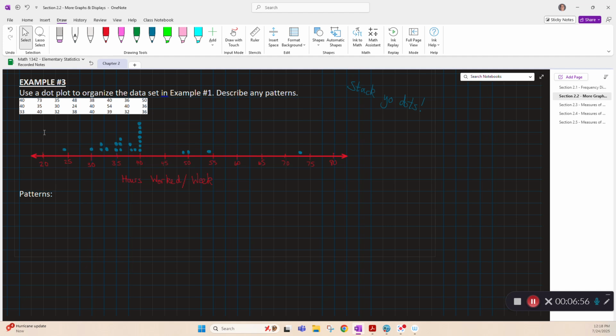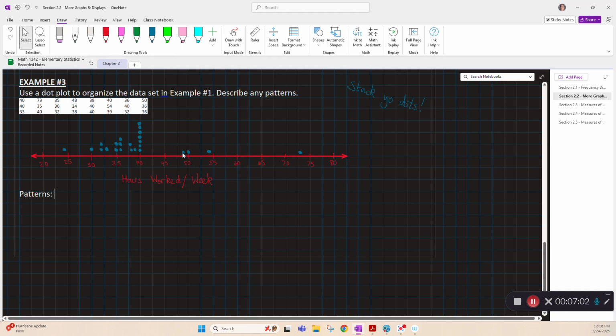We can see that 4 people worked over 40 hours. So there's 4 dots above 40 and there's 1 dot below 30. But that's something that visually you can look at on the dot plot and you can see that quick. I mean, just boom, it's done. You see it. So let's put that as our pattern.